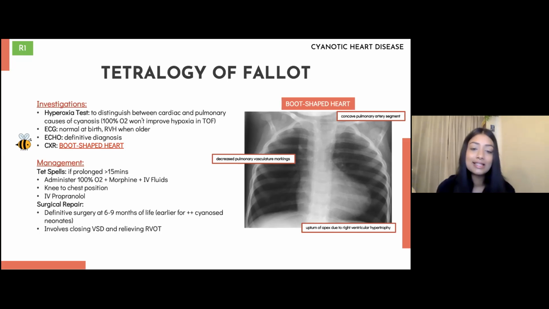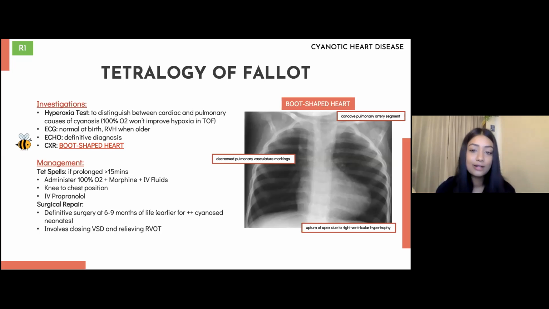But one of the big buzzwords is the chest X-ray findings, which can show a boot-shaped heart. So it's a classic buzzword, but it's also helpful to know why it's boot-shaped in the first place. So it's boot-shaped because of a few reasons. There's decreased pulmonary vasculature markings, as well as a gap or an area where the pulmonary artery segment should be, but it's not visible in this case. So it gives it that curved appearance. And the apex also points upwards, depending on the severity of the right ventricular hypertrophy. So that's also why it looks like a boot from the bottom end as well.